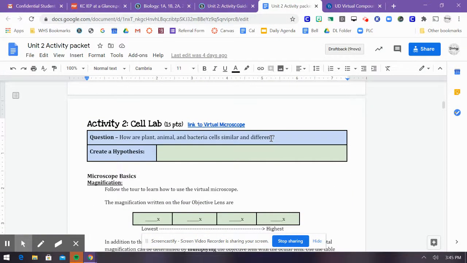I know this was a little confusing. However, it is worth a lot of points, 15 points out of this packet. So I really hope that this helped you. If you have any questions, please next class stay and ask, and I will do whatever I can to help you.